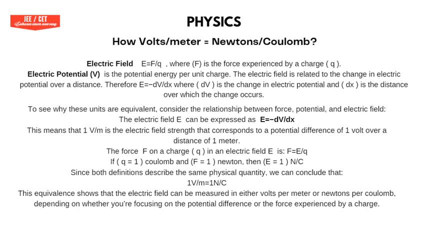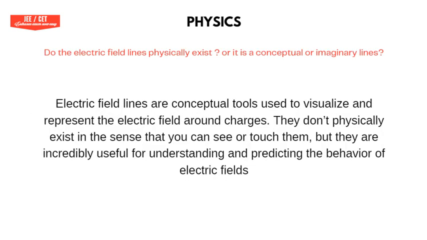Combining these two equations, we will find that electric field can be expressed in volts per meter or newtons per coulomb. Do the electric field lines physically exist? Electric field lines are conceptual tools used to visualize and represent the electric field around charges. They do not physically exist in the sense that you can see or touch them, but they are incredibly useful for understanding and predicting the behavior of electric fields.